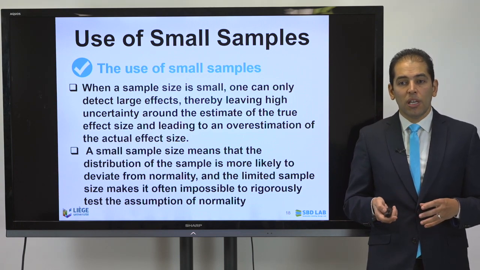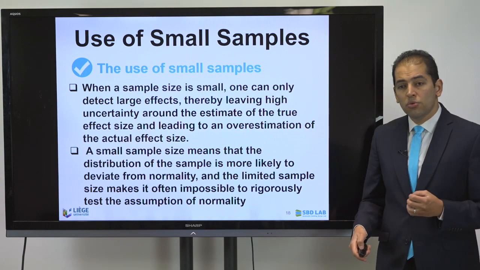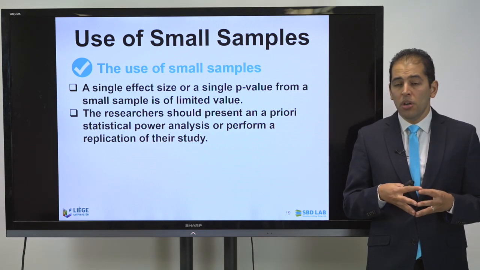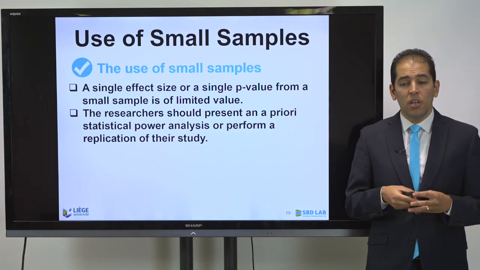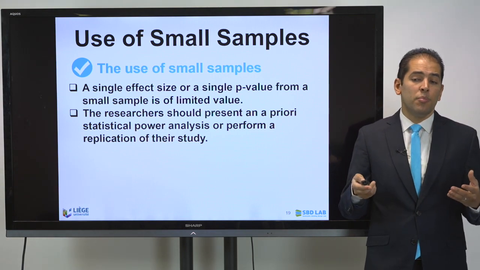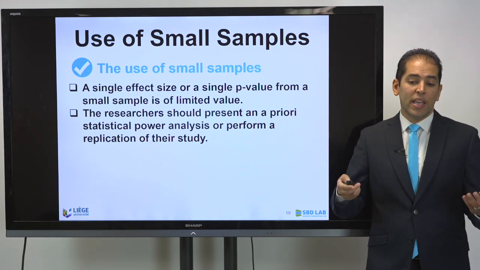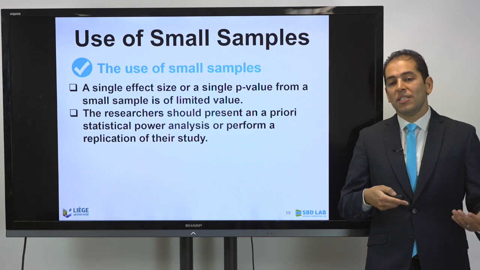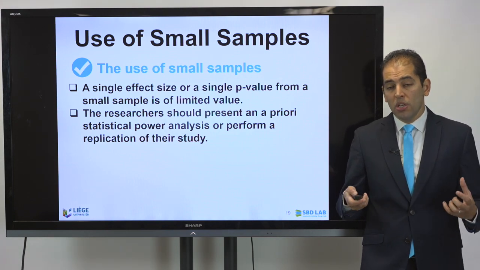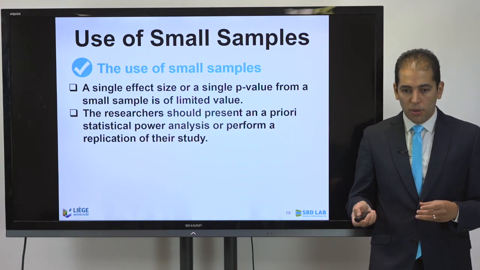And in this sense, what can we do? Well, there are different measures to counter those problems. A single effect size or a single p-value from a small sample is of limited value, so take care of that. And the researcher should then present an a priori statistical power analysis or perform a replication and repeat the sampling in a random way to increase the sample size. So those are some measures that could be taken to counter this problem.